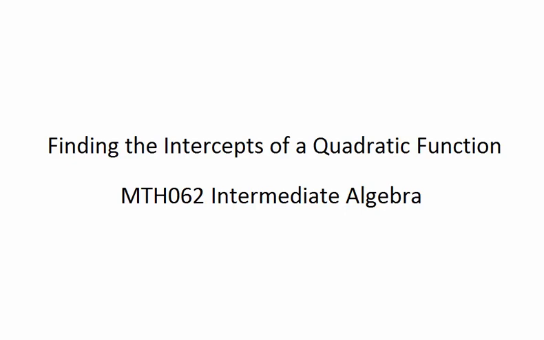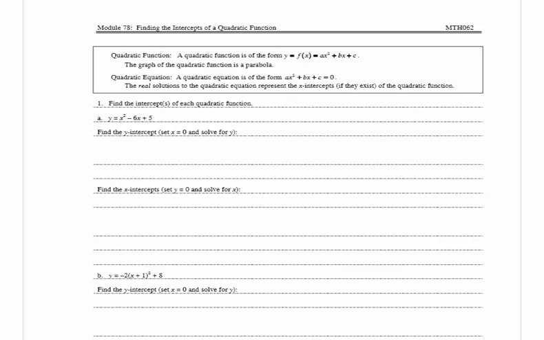In this video, we're going to be finding the intercepts of a quadratic function. And they tell us that a quadratic function is of the form y is equal to f of x, which is equal to ax squared plus bx plus c. And the graph of a quadratic function is a parabola. And a quadratic equation is of the form ax squared plus bx plus c is equal to 0. And the real solutions to the quadratic equation represent the x-intercepts, if they exist, of the quadratic function.